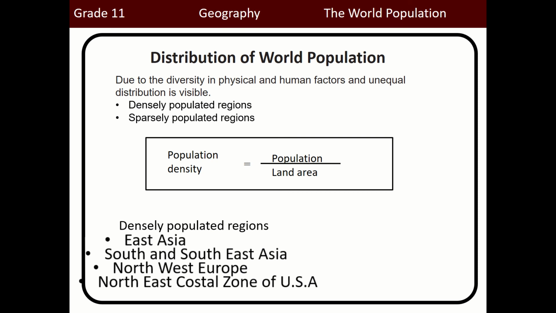Dear children, we should remember the northeastern coastal zone of the USA, which is identified as a densely populated region, has become a secondary concentration at world level at present. So, we have 3 densely populated regions: East Asia, South and Southeast Asia, Northwestern Europe.